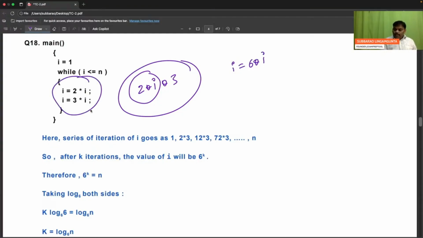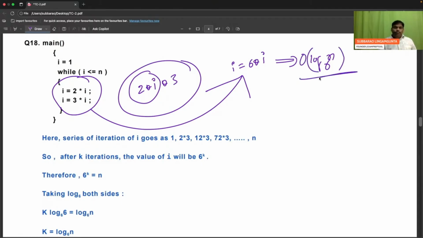Then this is nothing but this. Always you are multiplying by 6. Earlier, always multiplying by 2 gave log n base 2, and by 3 gave log n base 3. Always multiplying by 6 gives big O of log n base 6.